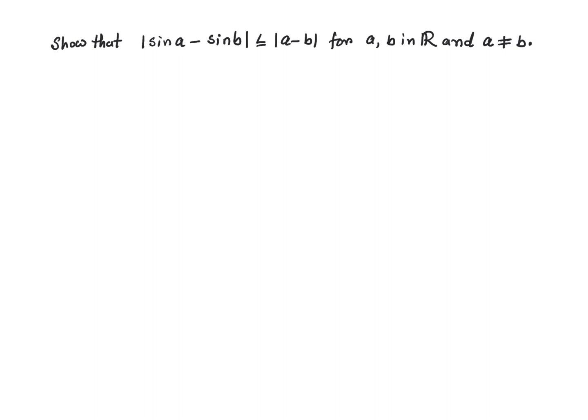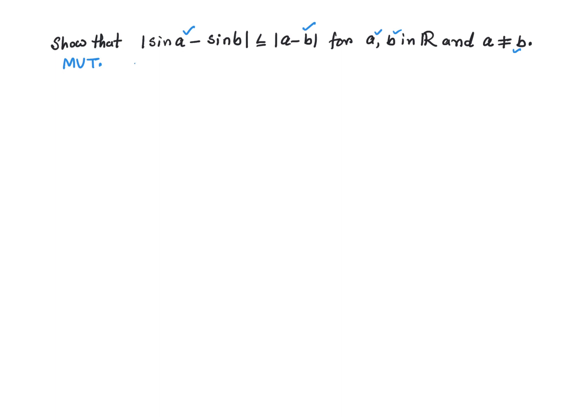In this video, I'm going to show that the absolute value of sine of A minus sine of B is less than or equal to the absolute value of A minus B, where A and B are real numbers and A and B are not equal to each other. I'm going to use the mean value theorem, MVT, to show that.